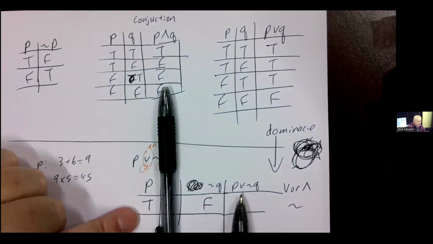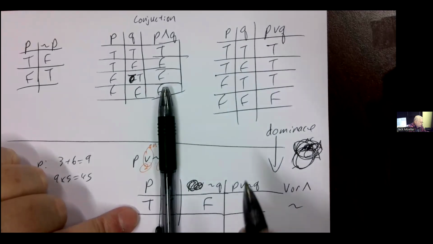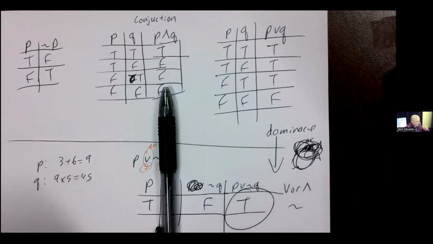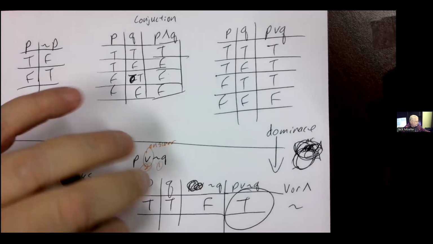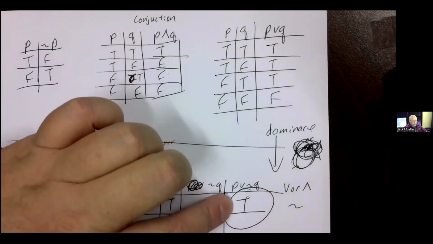So when is or true? Or is true when at least one of them is true. We have one that's true, so therefore our answer is true. It says determine the truth value of that statement. The truth value of that statement is that it is true.